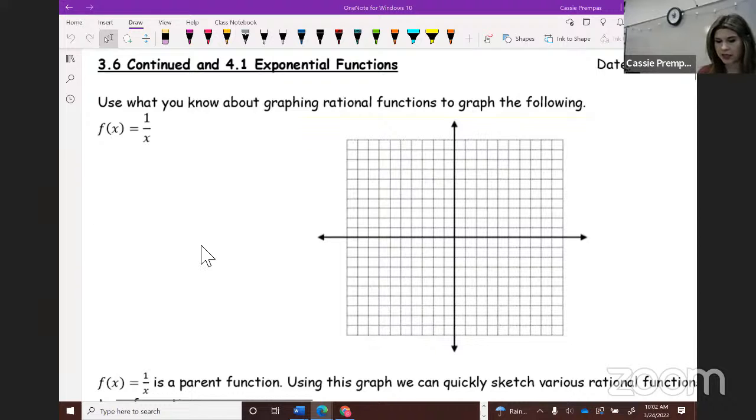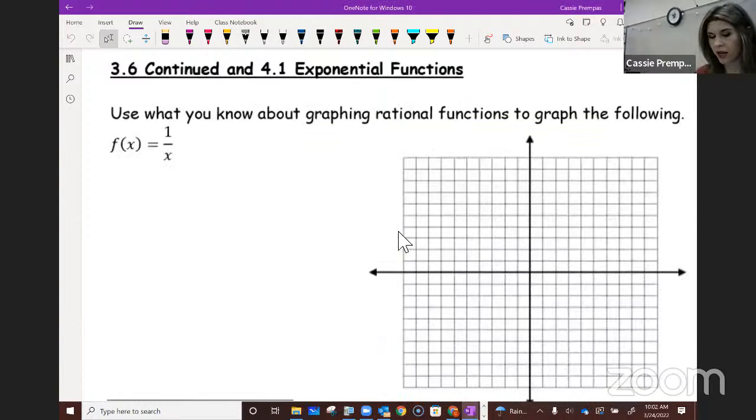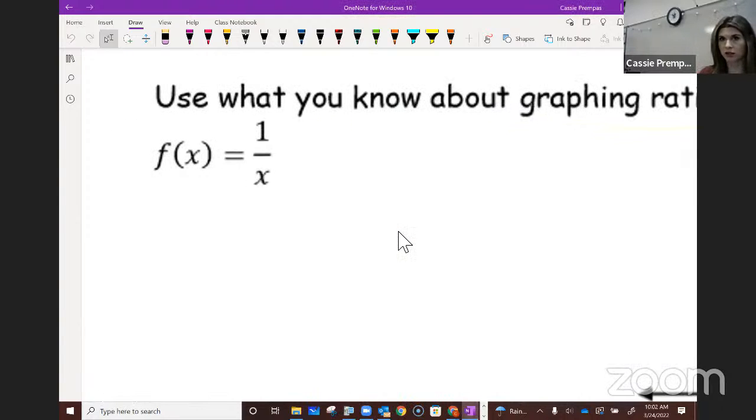Okay, today I'm going to hopefully show you a much faster way to graph a lot of these rational functions that we've been working with. To really graph them quickly though, you have to know the parent function. And that one looks like what we have right here, f of x equals 1 over x. So let's use what we've learned so far of how we would graph just this parent function.